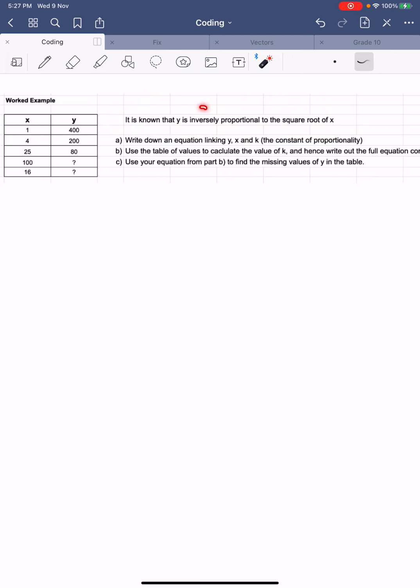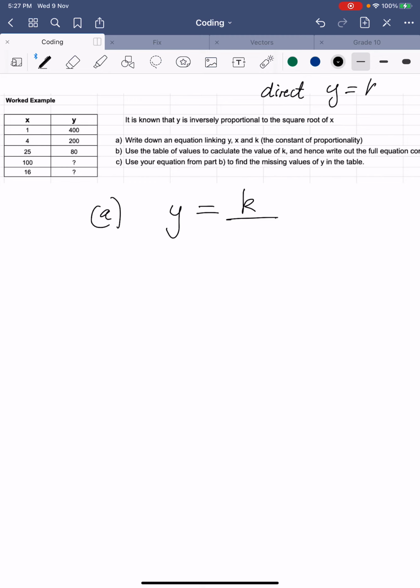So it is known that y is inversely proportional to. As soon as we see those words, we write down for part A, y is inversely proportional to, so that's k divided by. Now, direct proportional would be y equals k times by, right? So this is k divided by, and that's for the inverse proportion. All right, and now what goes on the bottom? Well, it's the square root of x.